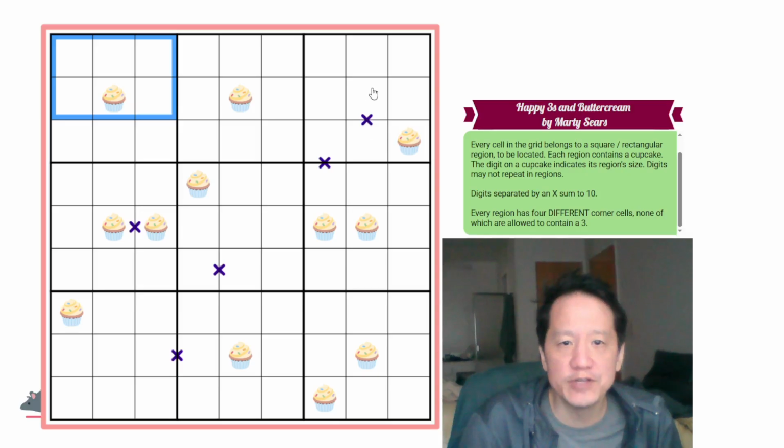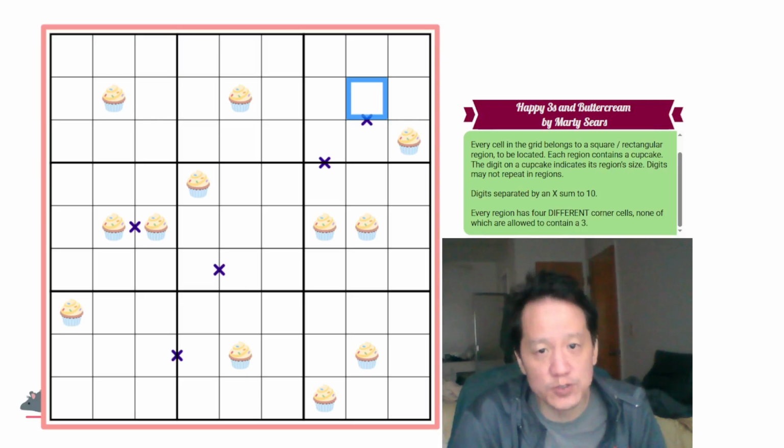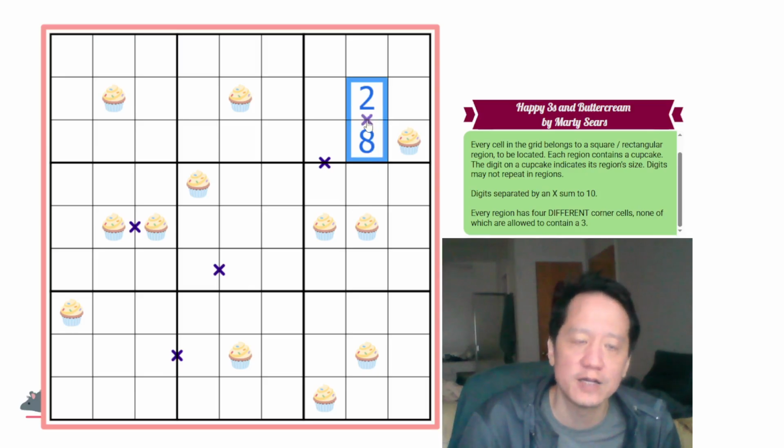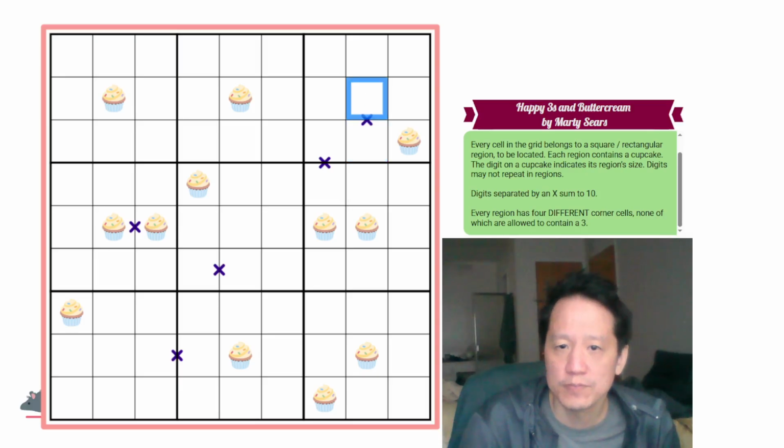We also have digits separated by an x summed to 10. So for example, if this was a 2, this would have to be an 8 to add up to 10, because the x says they add up to 10. And the final rule is every region has 4 different corner cells, none of which are allowed to contain a 3.